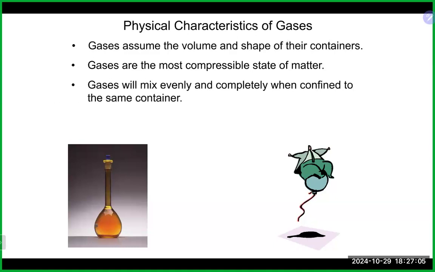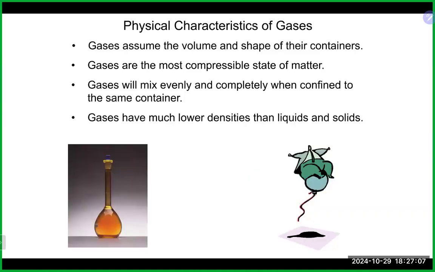So let's talk about some physical characteristics of gases. Gases assume basically the volume and shape of their container. So as they are flying around, they're filling the container they're in sort of uniformly as they're flying around, obviously colliding and stuff like that. Gases are the most compressible state of matter. You can't really compress a liquid too much without making a mess in a lot of cases. And gases will mix evenly and completely when they're in the same container. So just by the process of a gas in the same container, they're flying around. So they're just constantly mixing with each other right as they're flying around.